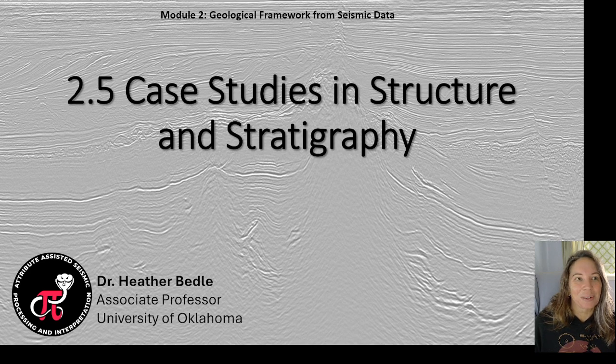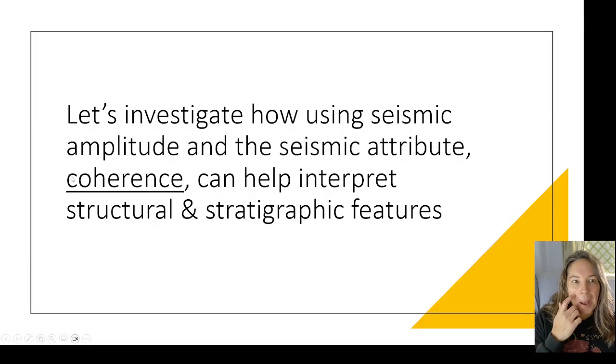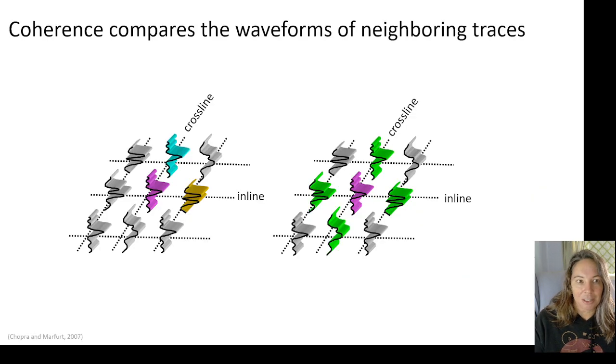Hey there! So I thought now we're about at a good place where we can look at some more case studies in both structure and stratigraphy and seismic data. So let's get started. What we're going to do now is look at how the seismic amplitude volume that we start off with, and also the seismic attribute called coherence, can help us interpret structure and stratigraphic features. And I've talked about coherence a little bit.